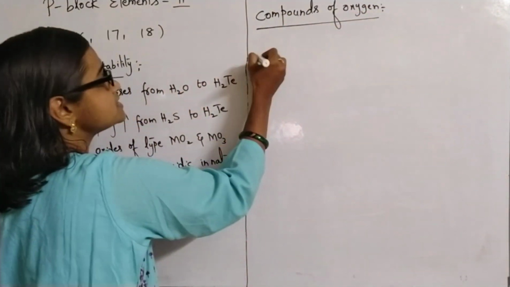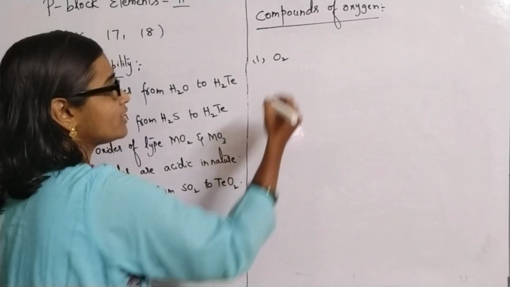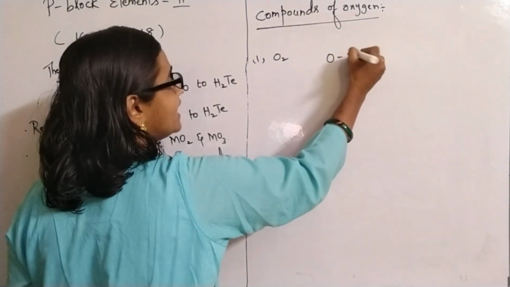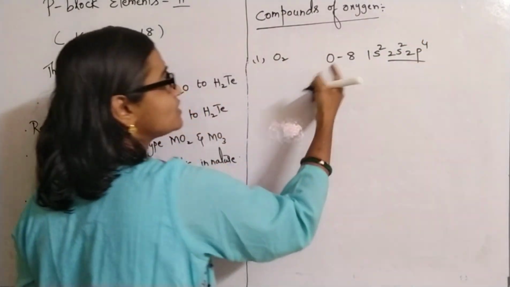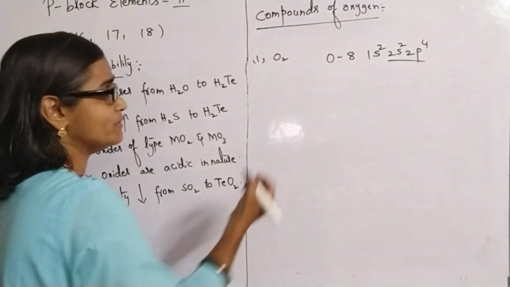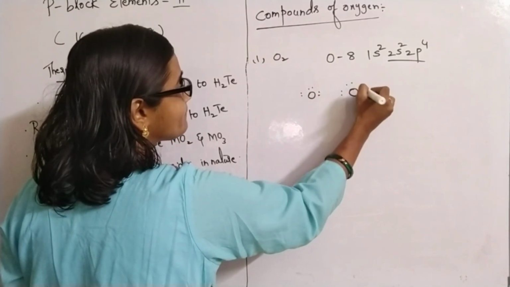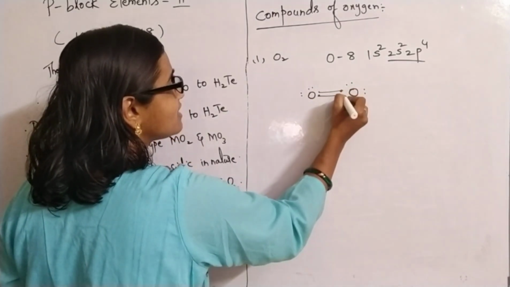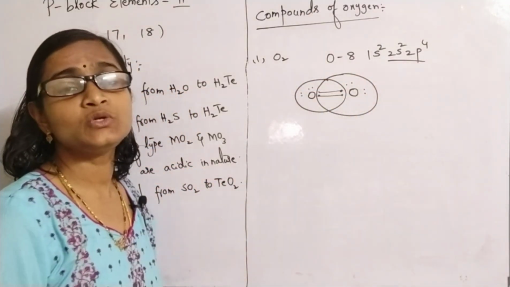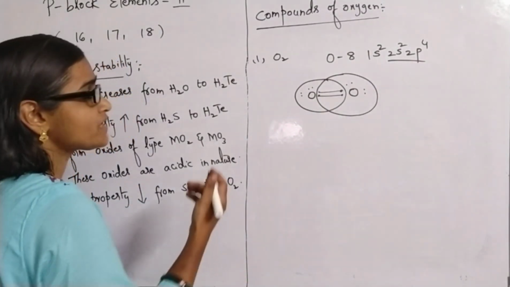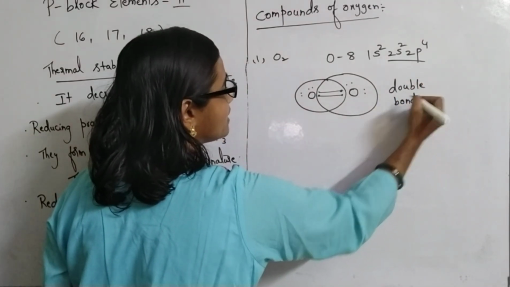In that, the first one is O2. O2 is a double bonded molecule. Oxygen has atomic number 8, with electronic configuration 1s2, 2s2, 2p4. So valence electrons are 6, that's why it is a 6A group element. It requires 2 more electrons for octet, so it shares with the second oxygen atom and forms an octet configuration. Here 2 pairs of electrons are shared, that's why it is called a double bonded compound.